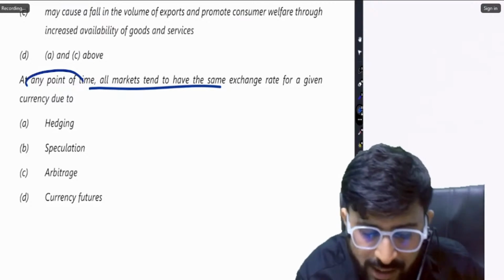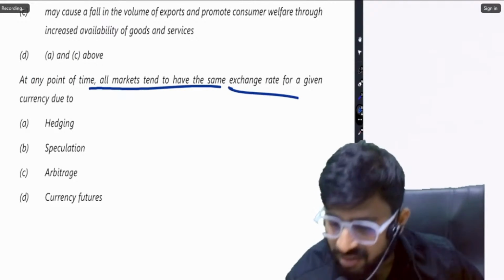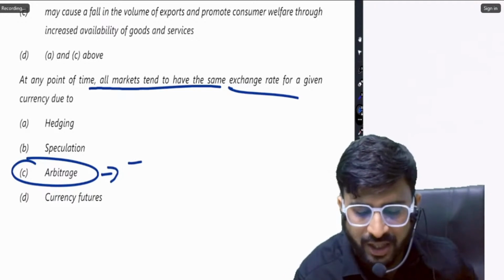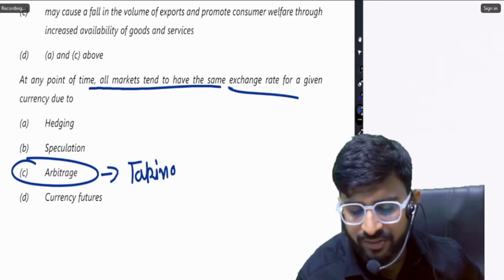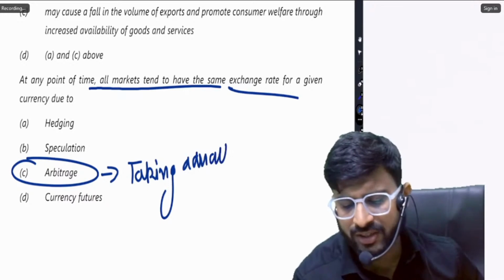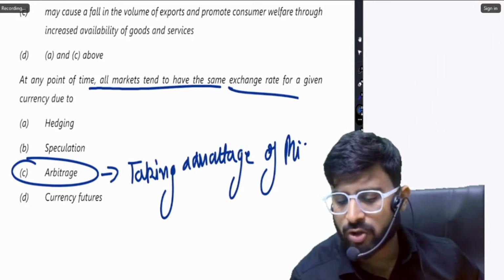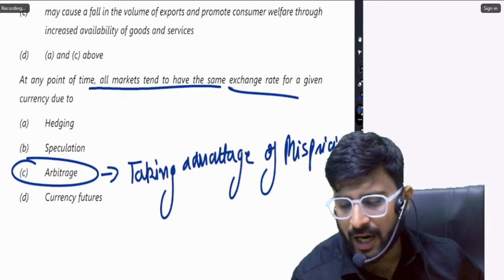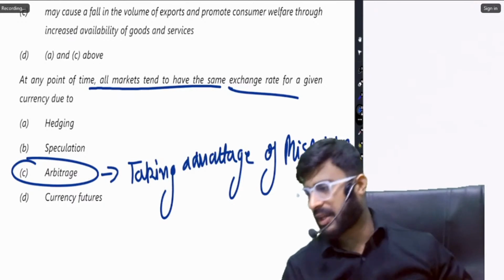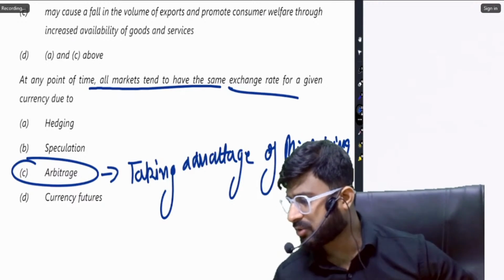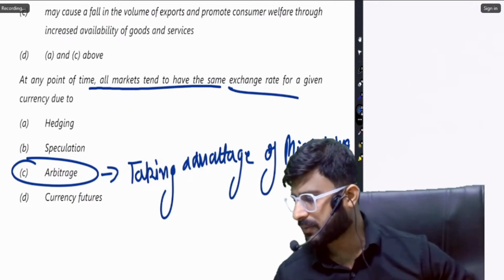At any point of time, yes, the exchange rate remains the same due to arbitrage. Arbitrage is basically taking advantage of mispricing. I will explain that further, but now you can write what is arbitrage. Taking advantage of mispricing. Arbitrage means taking advantage of mispricing. Write it down. We will discuss how, but note it down for the time being.